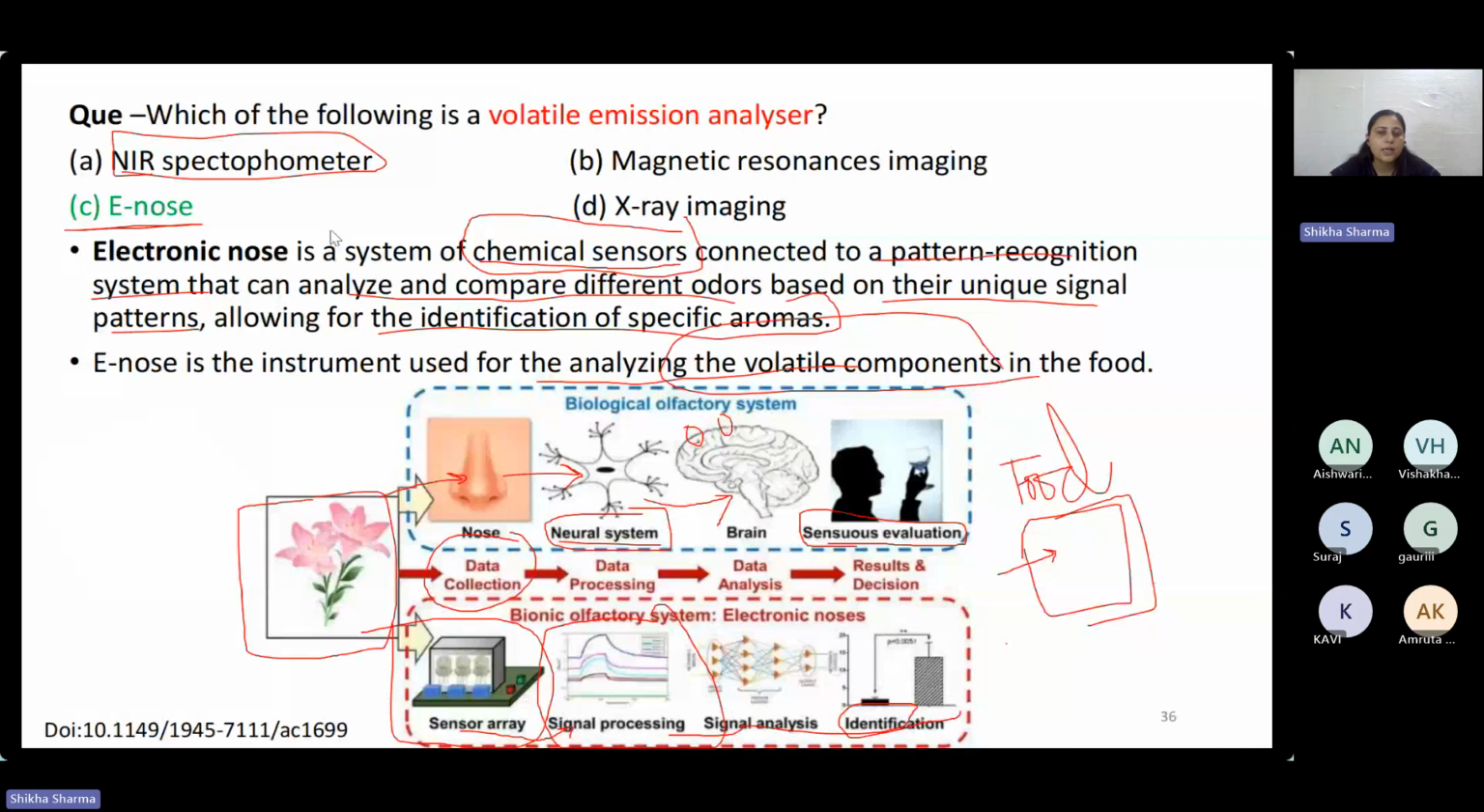So these are the advanced or novel technologies for separation and sorting in food products. If we talk about volatile emissions, the electronic nose is the one which is going to detect them. Are these techniques clear to everyone, or do you have some doubt regarding these techniques?